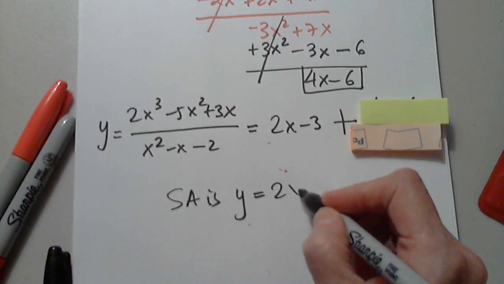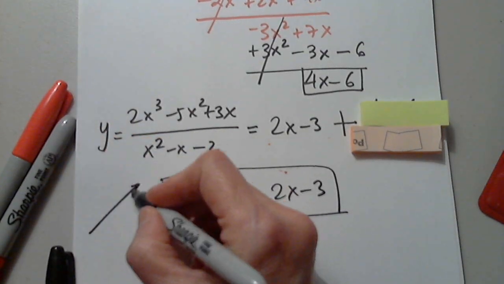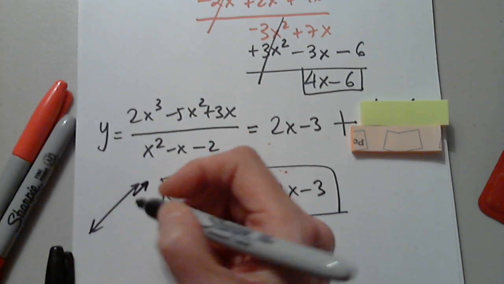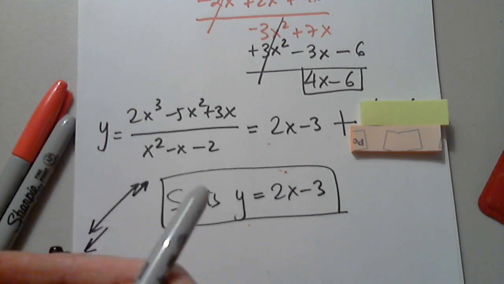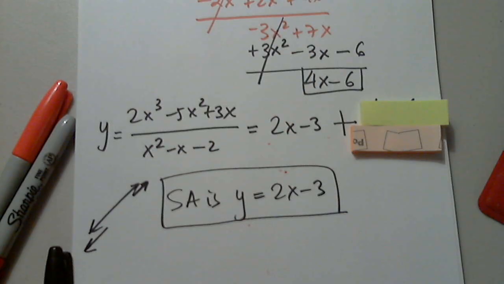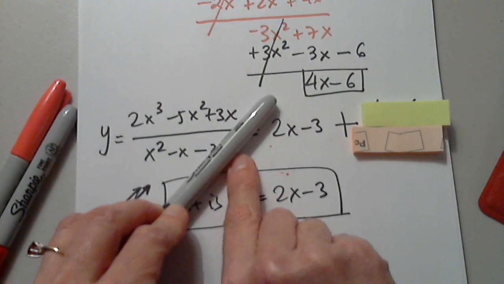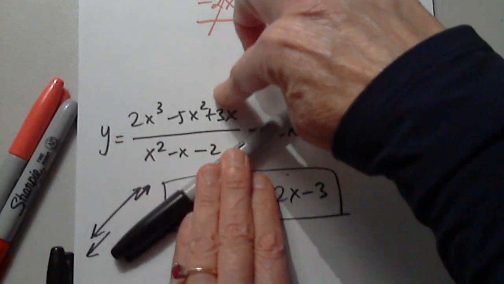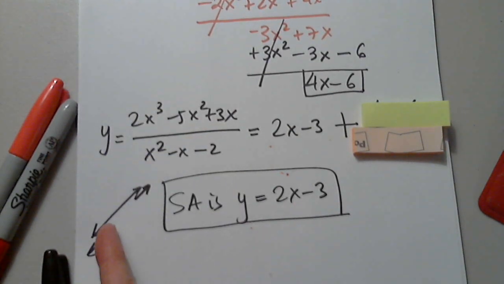Y equals 2x minus 3. That's it. Which means that this function follows the slant asymptote with a positive leading coefficient. So it will go to infinity as x approaches infinity, and it will go to negative infinity as x approaches negative infinity. You don't have to determine the limit again. You already have the slant asymptote, and the function has to follow it, either from below or from above. Since it's positive, it has to look like this. Positive leading coefficient, positive slope.